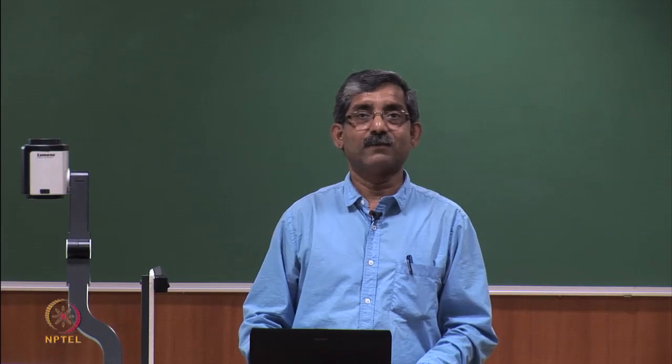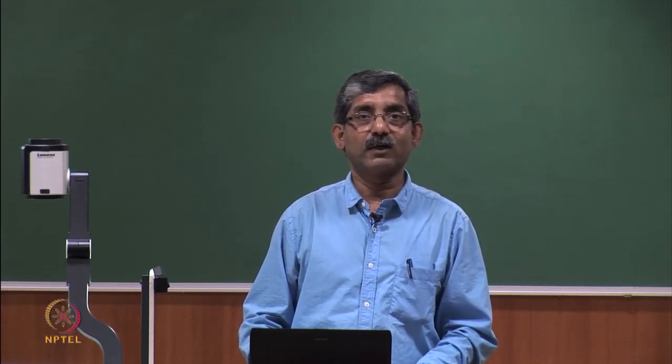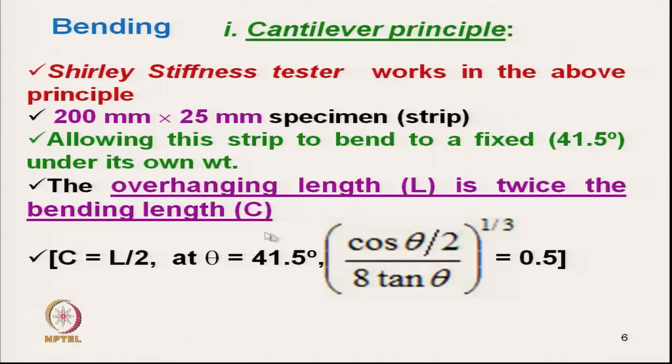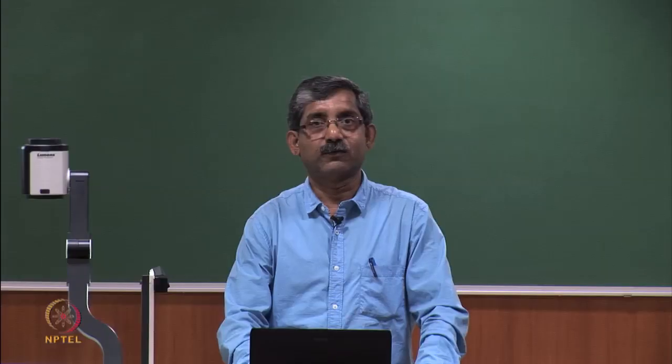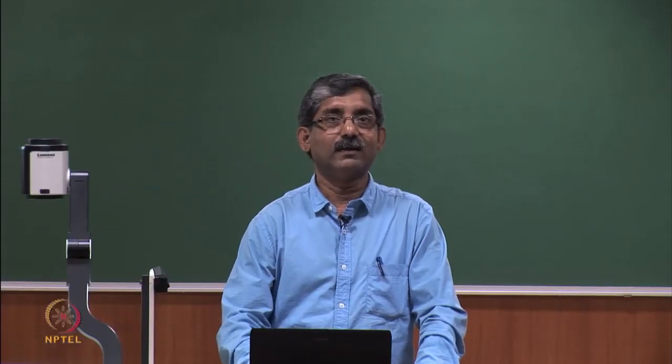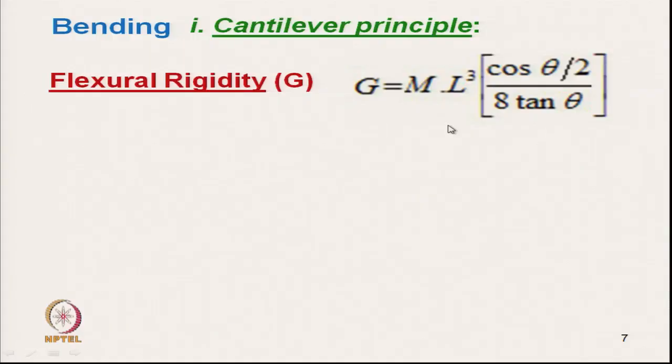So, that means if theta becomes 41.5 degrees, then this function of theta will become 0.5. So, we can get directly C equal to L by 2. To have this simple equation, we have to keep this angle, that is 41.5 degrees. From there we can get the flexural rigidity, which is m L cubed multiplied by cos theta by 8 tan theta.